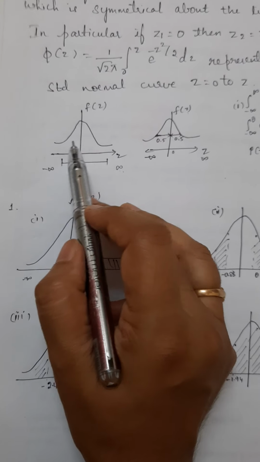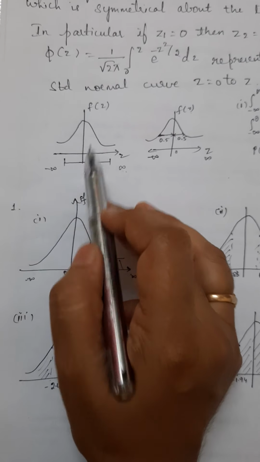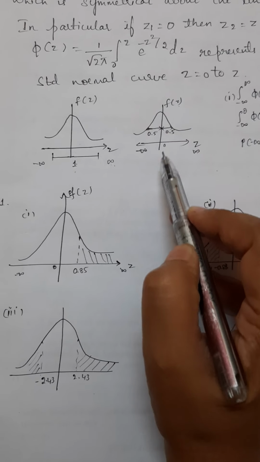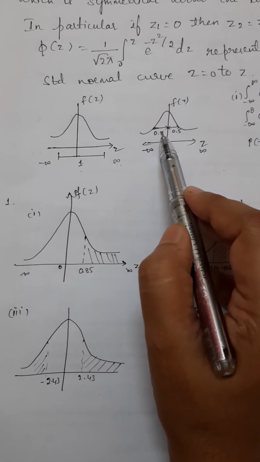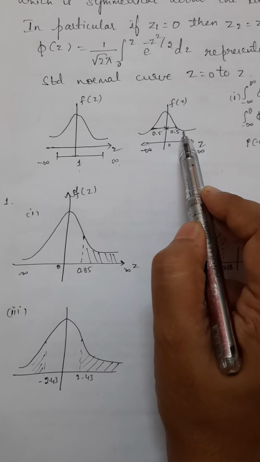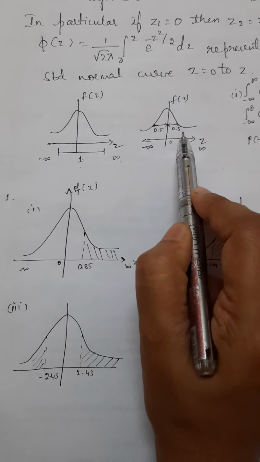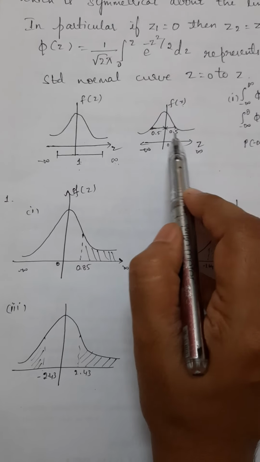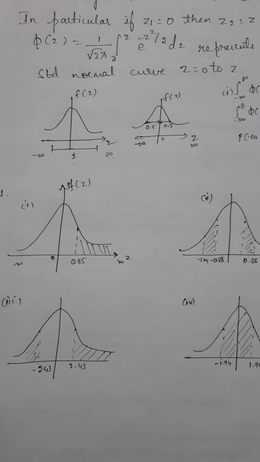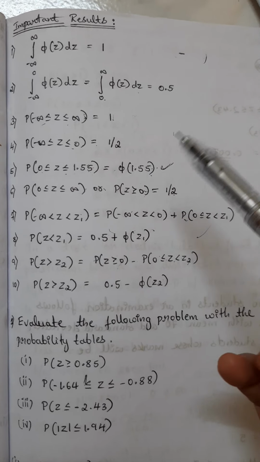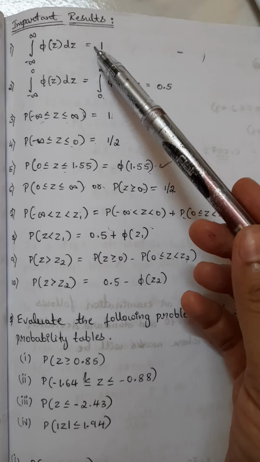Since it is symmetrical about the z-axis, the area between minus infinity and 0 will be 0.5, and between 0 and infinity it is 0.5. This 1 is divided into 0.5 and 0.5 because it is symmetrical about the line z equals 0. Here we have some important results to remember which are useful to solve the problems.